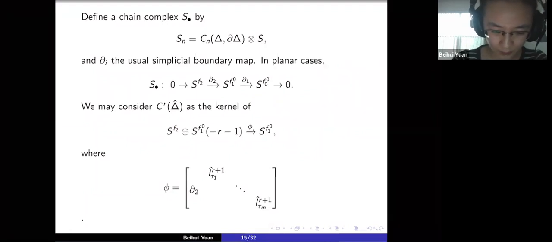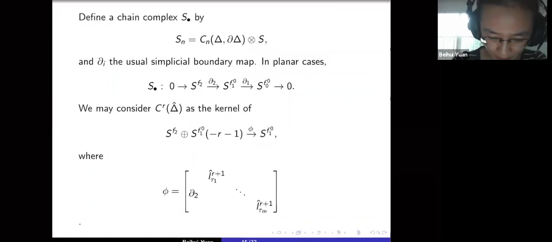So here, first of all, I want to define a chain complex S bullet. And this chain complex is defined by, we consider the relative chain complex of delta relative to the boundary of delta, with coefficients in S. And the differential map is the usual simplicial boundary map. So in planar cases, this chain complex has only 3 non-zero terms: the zeroth term, the first term, and the second term.